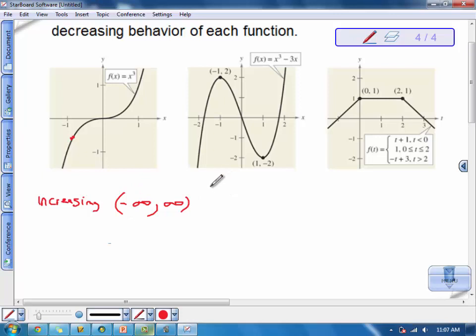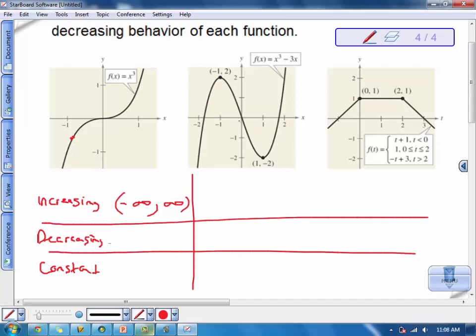Now for the second one, we'll do increasing, decreasing, and constant. Okay, so the second one's increasing from negative infinity all the way to -1, and you can include -1. So all the way from here up to here, for any of those x values, the function is getting bigger for y. So we would say it's increasing from negative infinity to -1.